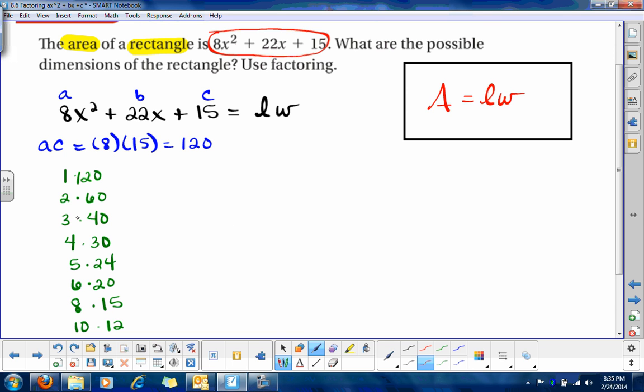Well, let's go down the list here. Nope, nope, nope, nope, yep, nope, nope, nope, nope. There it is, 10 and 12. So we're going to rewrite the 22x as 10x and 12x. So let's go ahead and rewrite: 8x squared plus 10x plus 12x plus 15.